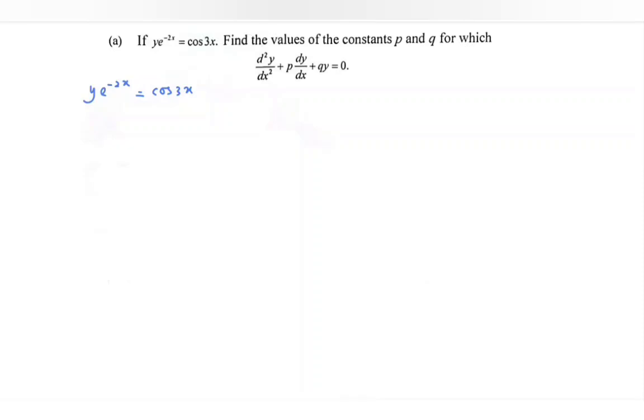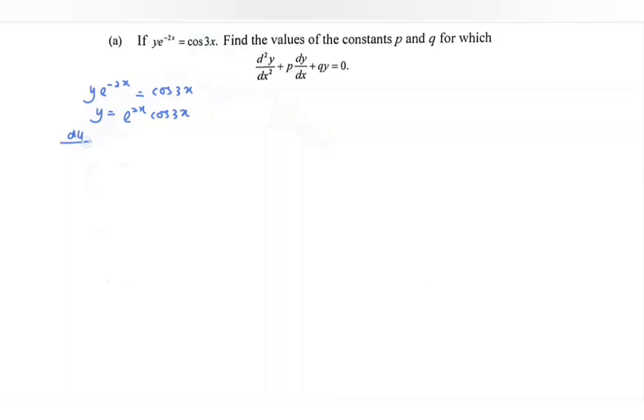So in here, my suggestion is to rearrange the situation. Notice that exponent negative 2x, if you try to imagine, we have y over the exponent 2x. So y equals exponent 2x cos 3x. So from here, the implicit form, we already modified it to become explicit. Make use of the product rule.